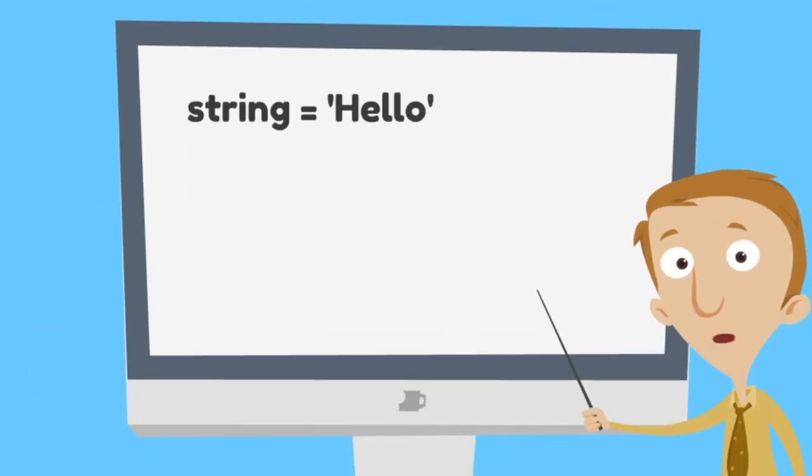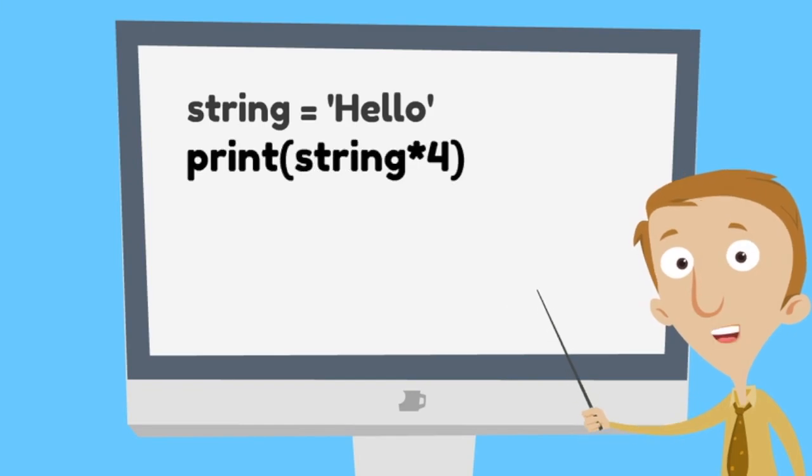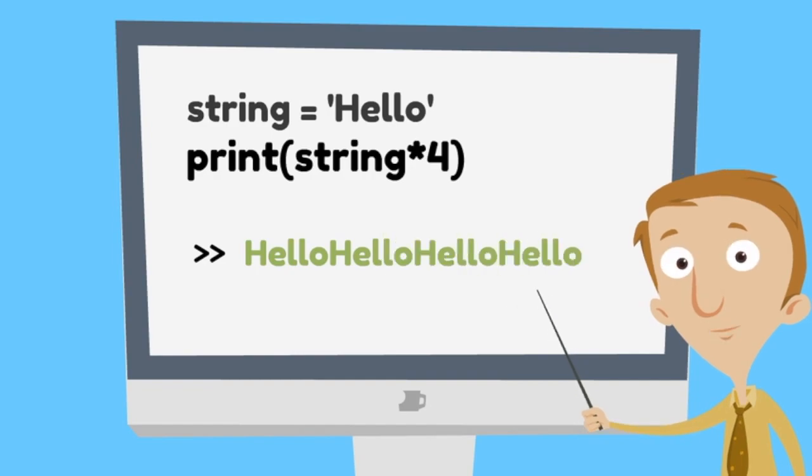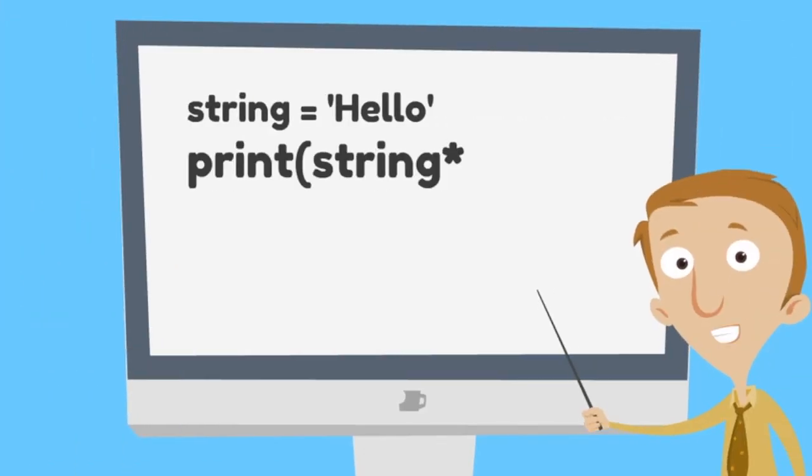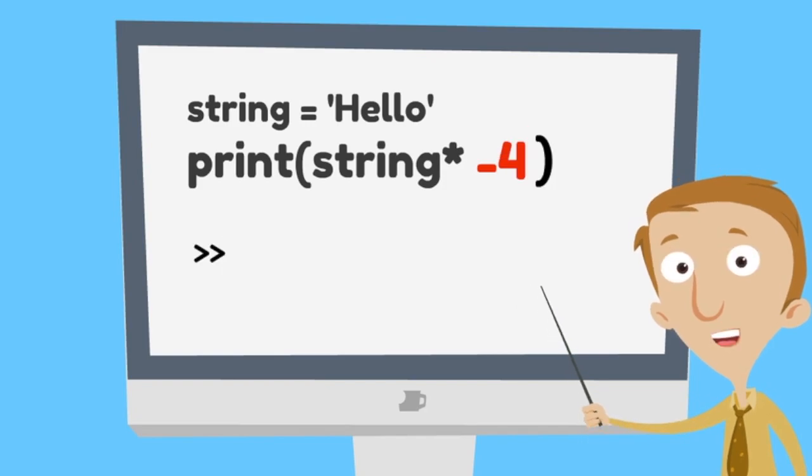We can also multiply strings with numbers. Let's say we multiply hello with 4. Then Python returns us hello concatenated to each other 4 times. Make sure you don't multiply a string with a negative number. In that case, Python is going to return you an empty string.